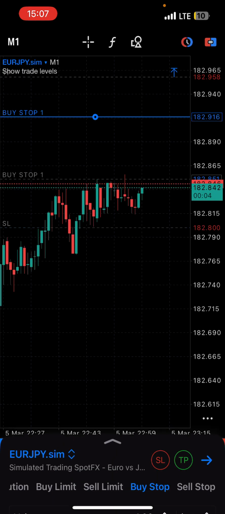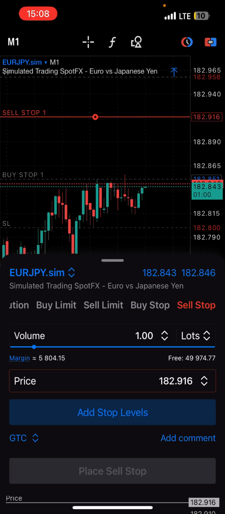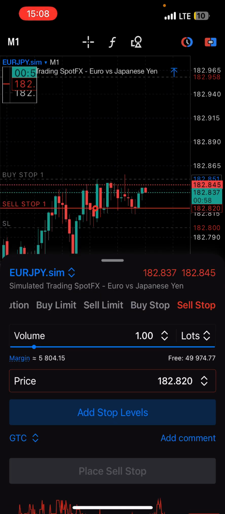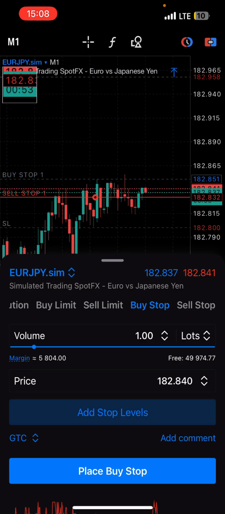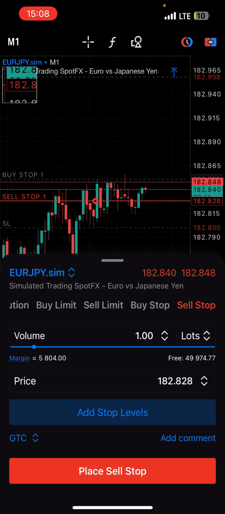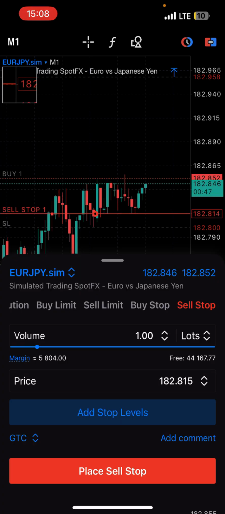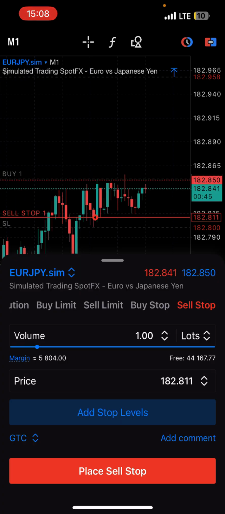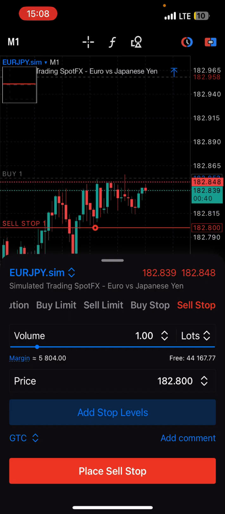Now, if you thought that price was going to go below and continue going below, that's where you have a sell stop, right? So if you go above where price is, it'll change it to a buy stop. If you go below, it'll change it to a sell stop automatically. You don't have to choose those things, right? The only thing that you'd have to choose is if you want it to be a limit order. Okay, so say you thought it was going to go below. You put your sell stop right here.